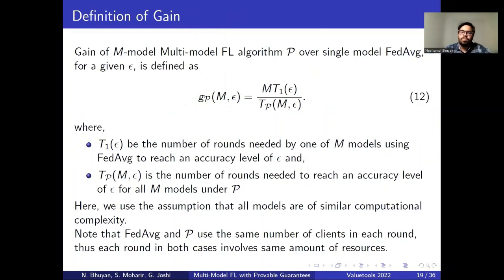Now I'll formally define what gain is. It is the ratio of the total number of rounds required for sequentially training the M models to the total number of rounds required by the M models to train simultaneously in the multi-model setting. Each round uses all of the N clients for training, and therefore the above metric used for comparison is fair. Here, we also make the assumption that the M models are of similar computational complexity.